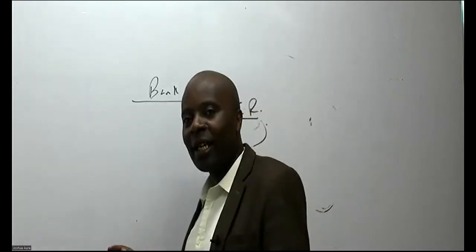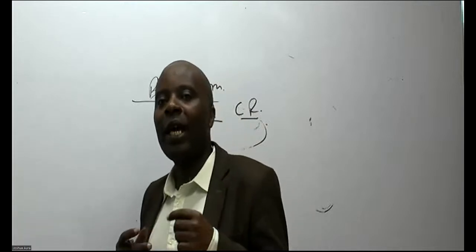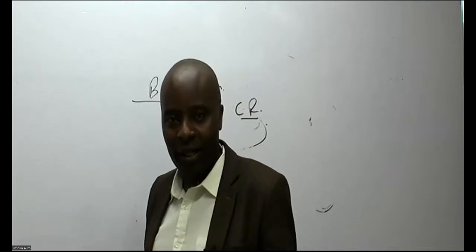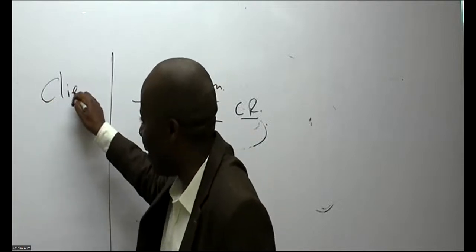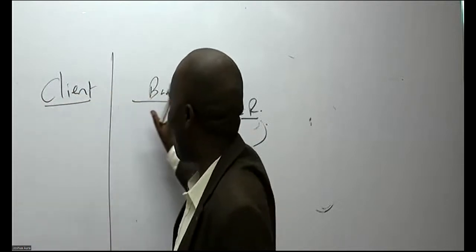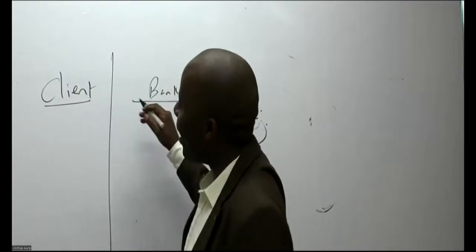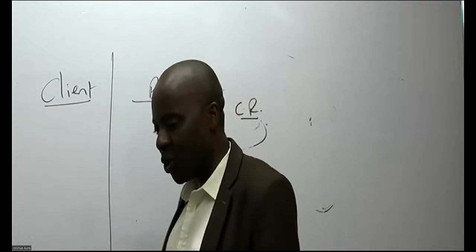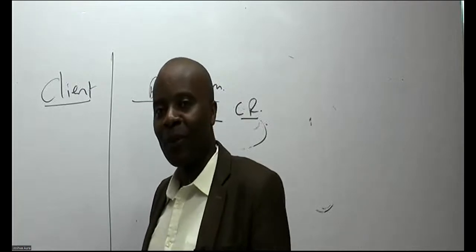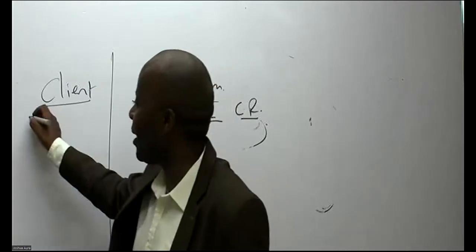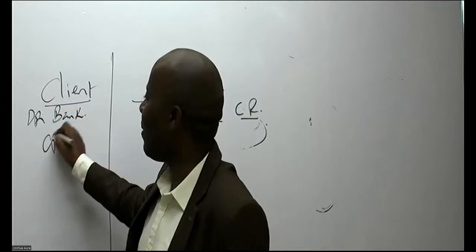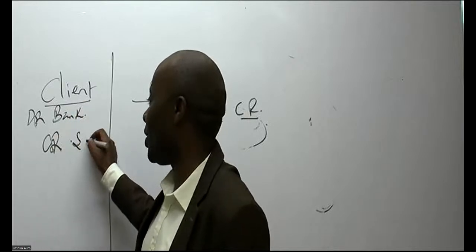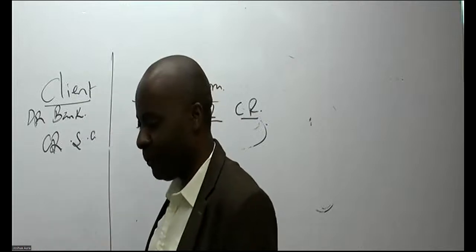when I take money to the bank as a client, please look at this, it's a mirror image. This is the client here, and of course we have our bankers. So when I have my money, for example, I've introduced capital to the business, I'll come here and say debit bank, because I've taken the money to the bank. And then I'll credit the ordinary share capital with a million.